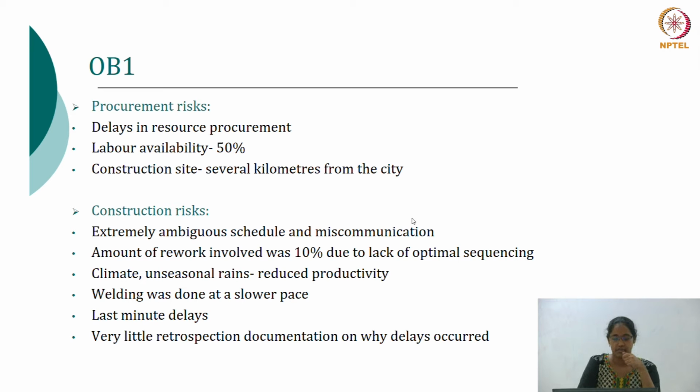Procurement risks: some resources were obtained from foreign countries, so there were delays in procuring them, and they couldn't do the work that was scheduled that day. As for labor, because the construction site was away from the city, the villages near that area couldn't supply enough labor, and normal laborers were not willing to go that far. So at any point of time only 50% of the labor was available.